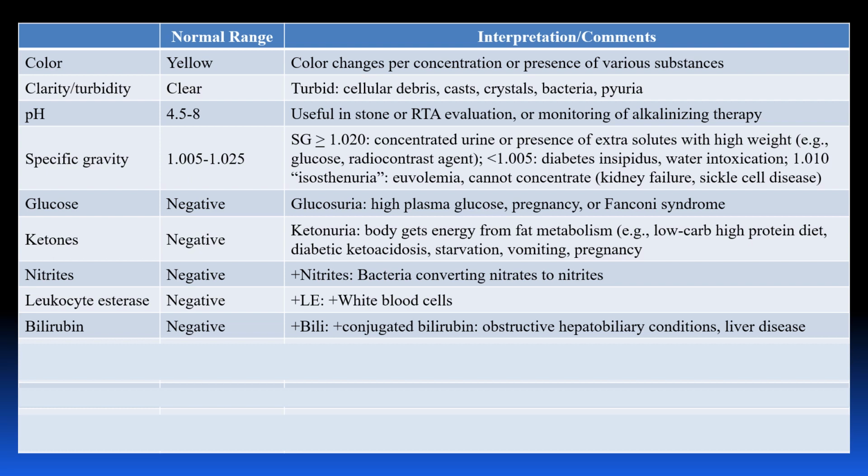Bilirubin should not be present in the urine. If present in the urine, it is conjugated bilirubin because unconjugated bilirubin is not water-soluble and cannot be filtered and excreted into the urine. The presence of bilirubin suggests possible obstructive hepatobiliary conditions or liver disease.